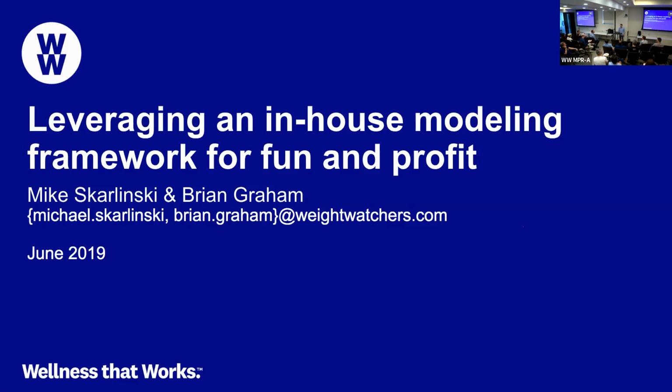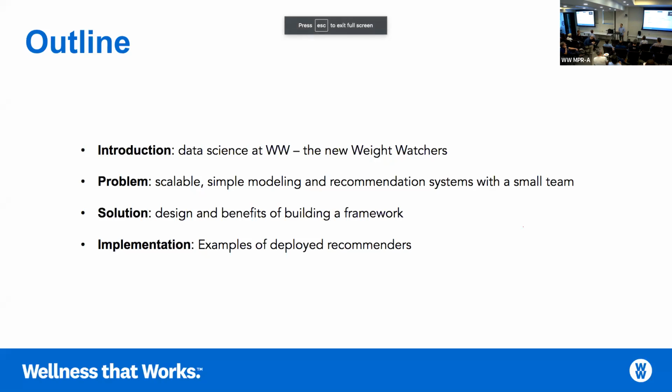We're both on the data science team here. And today we want to talk to you a little bit about a framework we built in-house to solve some problems that we had in getting recommender systems and models into production. First of all, we're just going to tell you a little bit about data science at WW, the new Weight Watchers. We're going to talk about the problems that we had, and maybe there are similar problems to things that you guys have encountered or will encounter, so it might be helpful. Then we'll talk about the solution that we put together to try to solve those problems, and then Brian's going to give you an example of an actual implementation that we put together that is like a product that we have now in our apps.